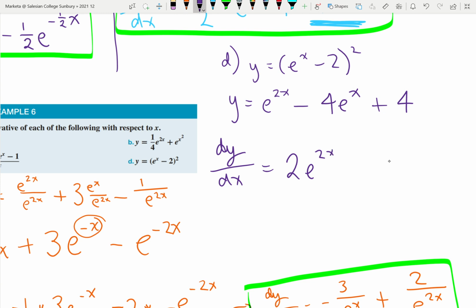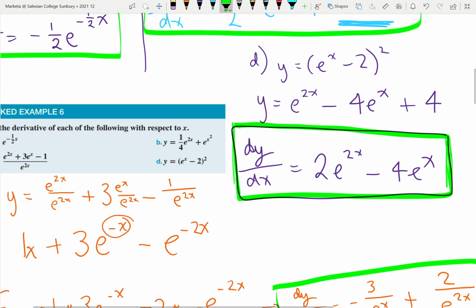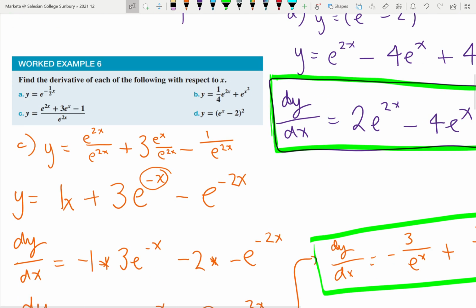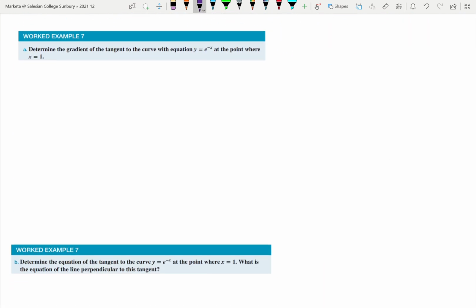2e to the 2x minus 4e to the x, and of course the 4 will disappear because there's no x there. So that one actually is quite an easy one, but you just had to know to expand those brackets there. And really by now you want to be using the identities, not having to FOIL things all the time. So that's the basics of the derivative of e to the x. Let's see how they can be applied in tangents and perpendicular lines.